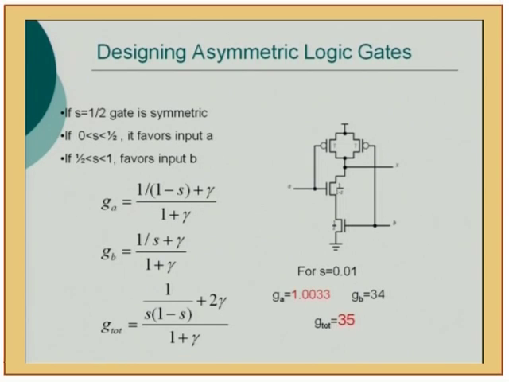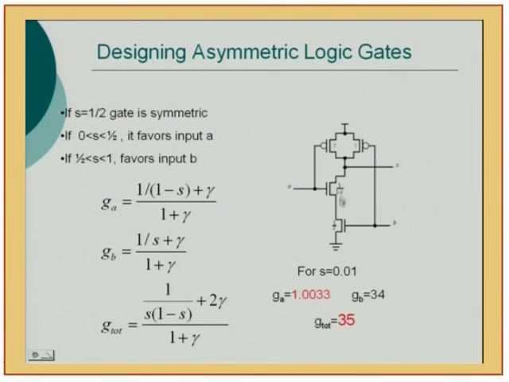Here is a small catch before I quit. All this time I said it is symmetric, sizing is 2:1:1. You can have any sizing, okay. It is called asymmetric. S need not be half. S can be lower than half or more, that is, P may be stronger and N weaker, or N may be stronger and P weaker. This is possible, and you can still do the same analysis as I did here.